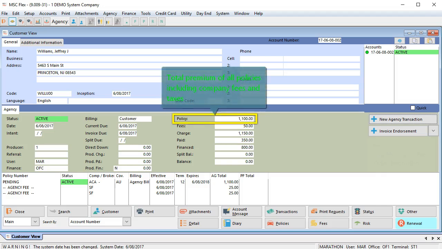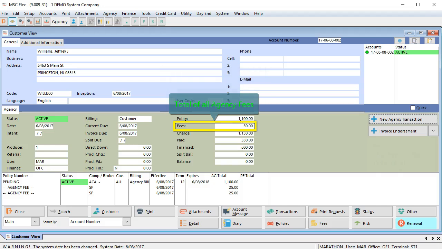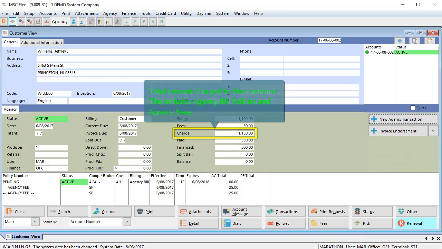The policy is the total premium of all policies, including company fees and taxes. The fees is the total of all agency fees. Charge is the total amount charged to the customer. This includes agency bill policies and agency fees.